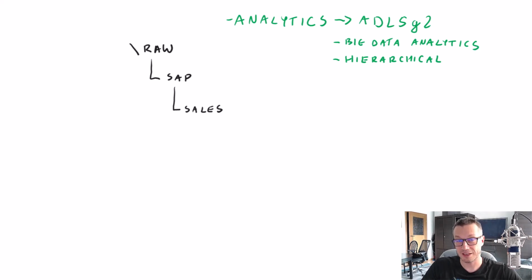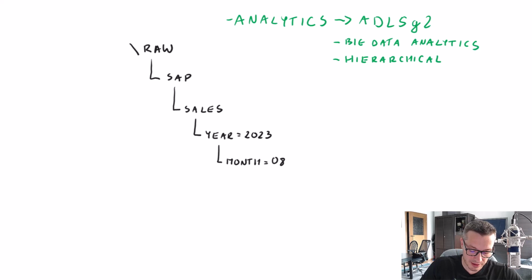So let's create a directory for it. Then, we might want to partition our data inside this sales directory, let's say by the date we extracted it from the source. So we might have a structure like this: year equal to 2023. Then we might have month equal to August. And then we would have our files on a data lake. Or maybe we would like to have even separate directories per days.